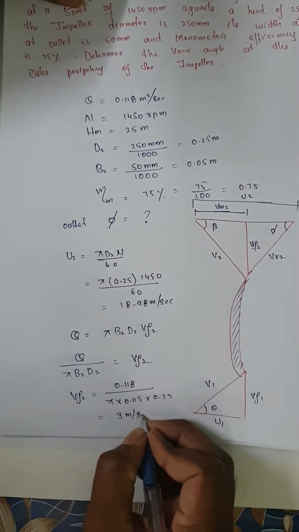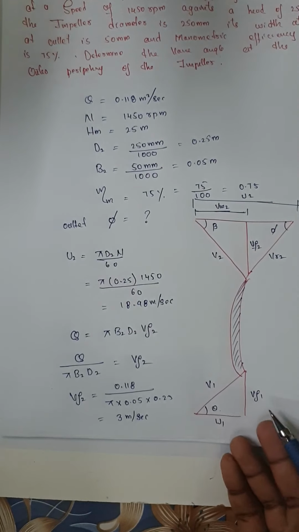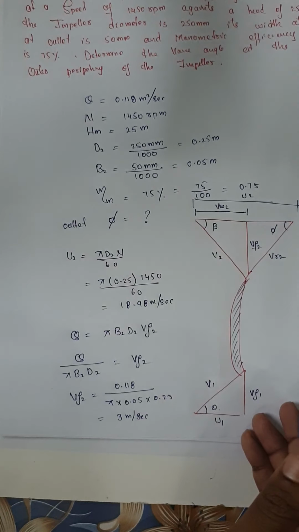After getting this Vf2 value, Vr2 you don't know, Vw2 you don't know, as well as phi also you don't know. But in this problem you have to find out the value of phi only. So here also any data is not there. If two data are there, easily you can find out the remaining things. But if you consider this triangle, two data are missing. So again you have to focus on the given data.